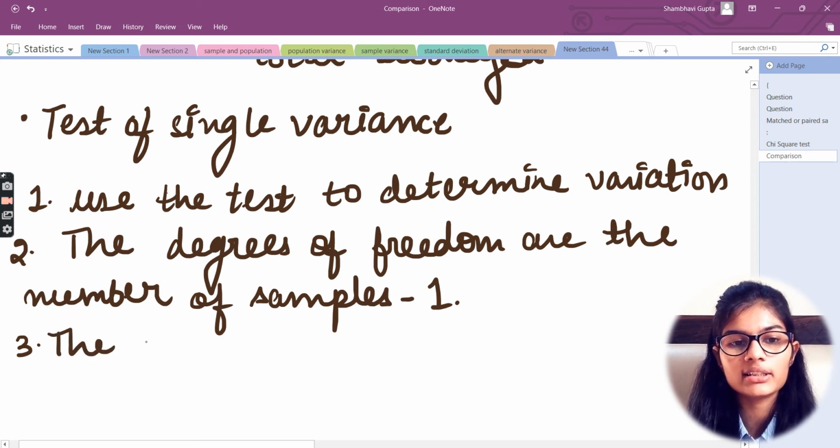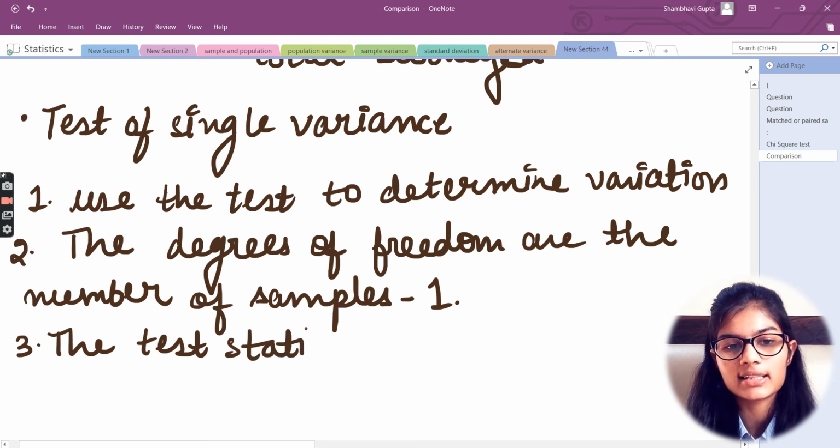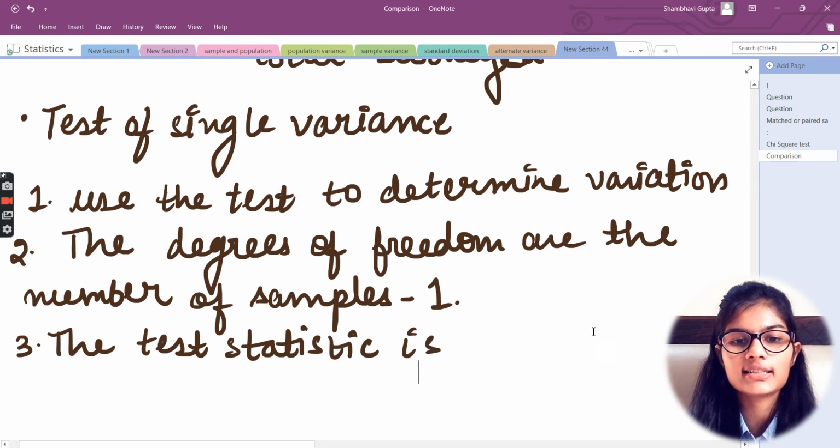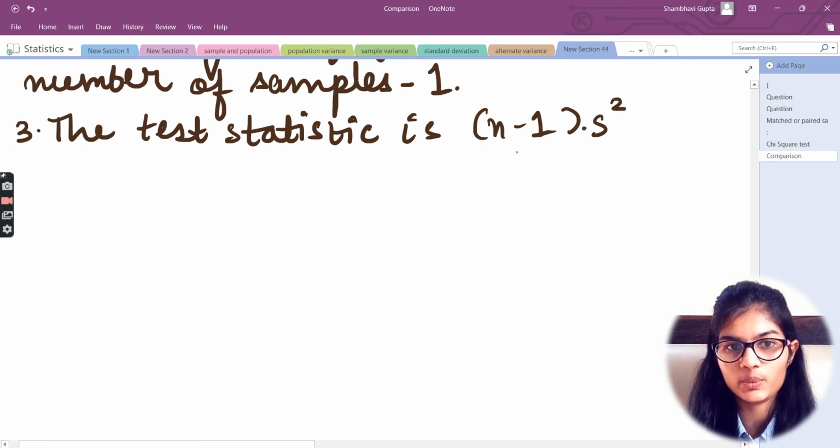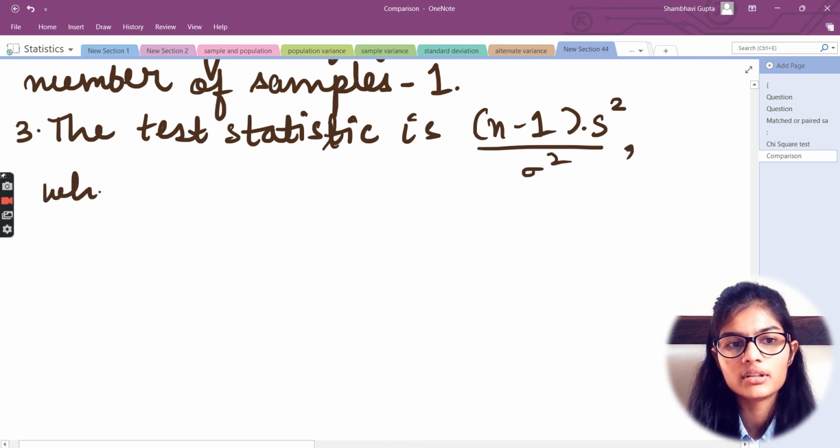Now next we have the test statistic. Let me just go down and write it out. The test statistic is n minus 1 multiplied by s squared, divided by sigma squared. That is the test statistic which we are having. What are these values?